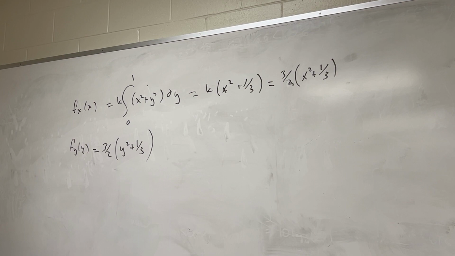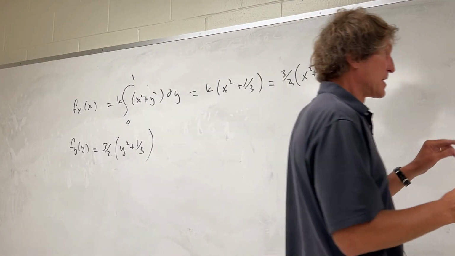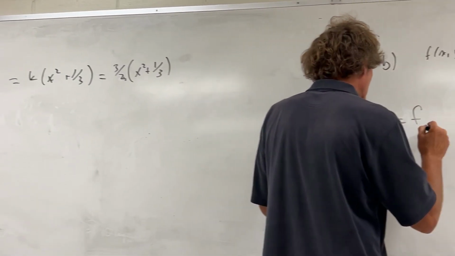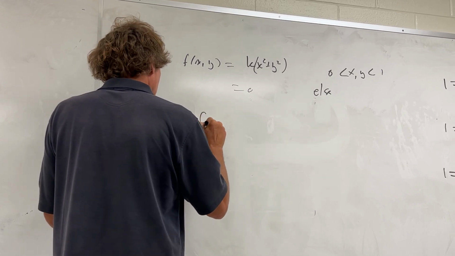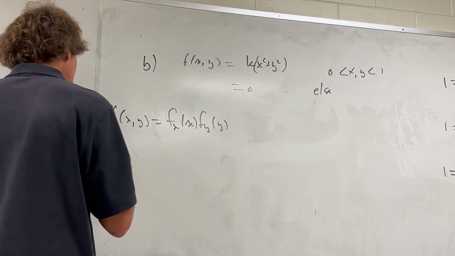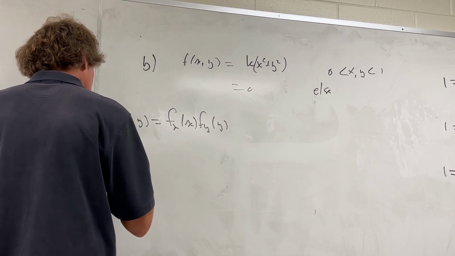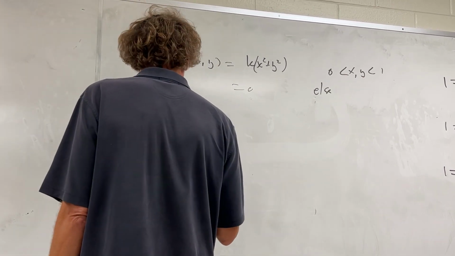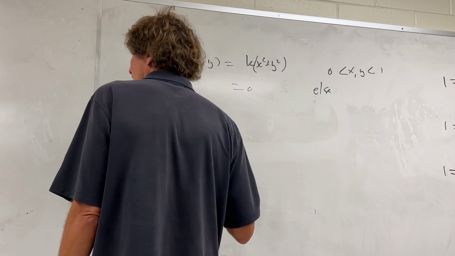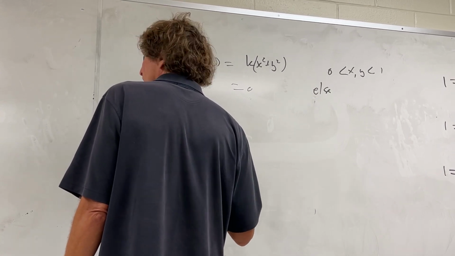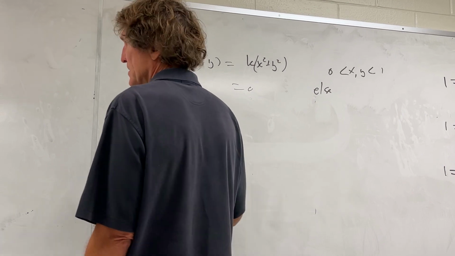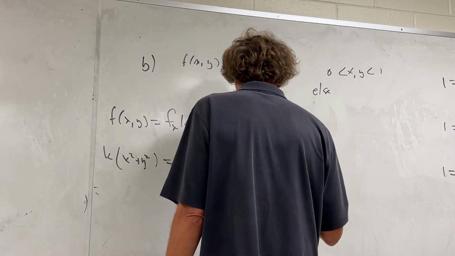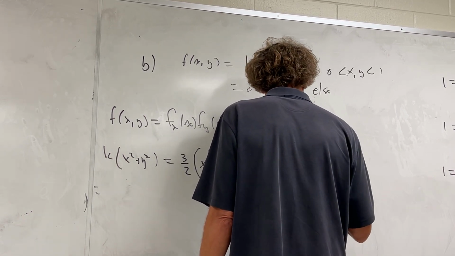Now, I can go further, but take a look at this. The only way for this to be statistically independent is if f of x times f of y equals this. If I put this down over here, you'll see it. I get k times x squared plus y squared equal to 3/2 times x squared plus 1/3, times 3/2 times y squared plus 1/3.